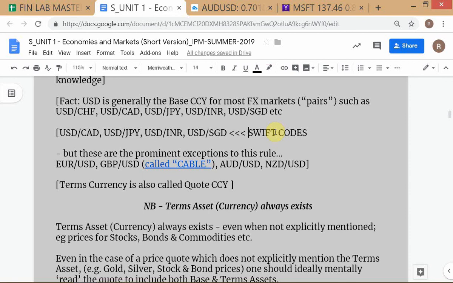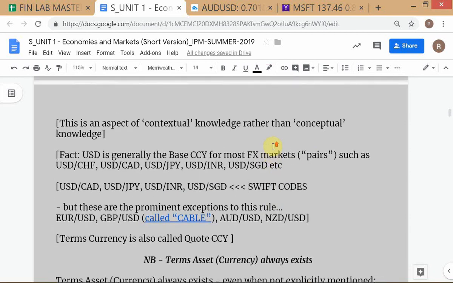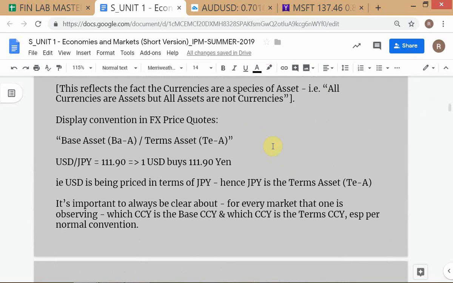Yeah, so we are having the display convention. No, display convention I've done. Where do you see display convention? We've done this, no? I told you that in FX price quotations, the base asset is always shown first. So we have done display convention, right? Yes, everyone is following. Gulati? Yes, sir. You're following on your mobile phone? Okay.